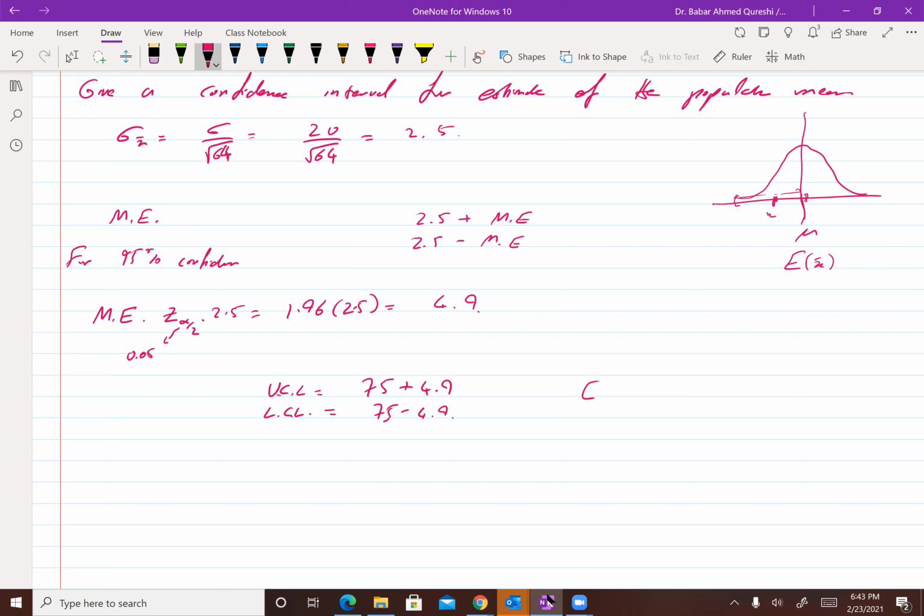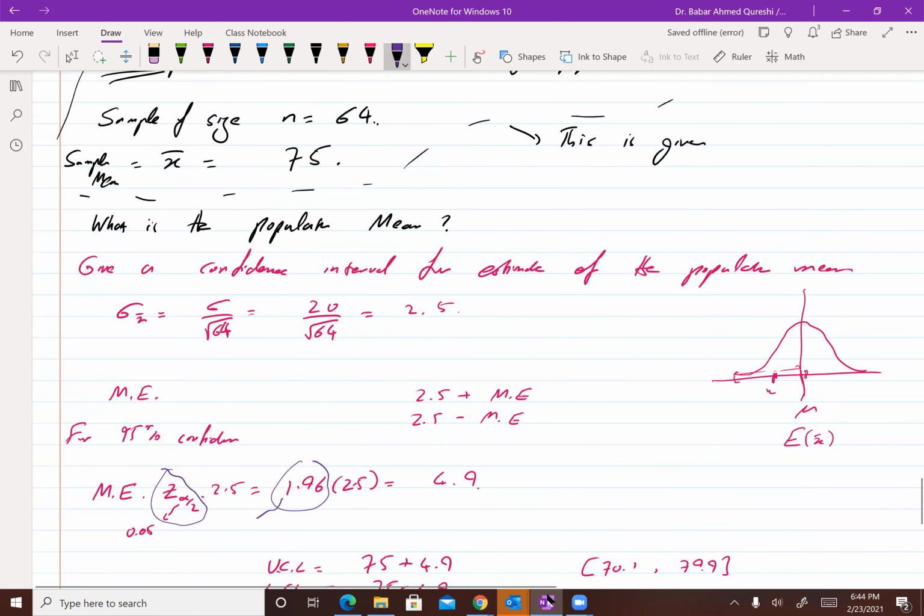You can do this computation, whatever you get. This is 70.1 to 79.9. So there would be this interval around whatever mean you have got. And you can say that there's a 95% probability that this interval will contain the true population mean. And where did I get this? I computed this. Remember, I computed this over here.